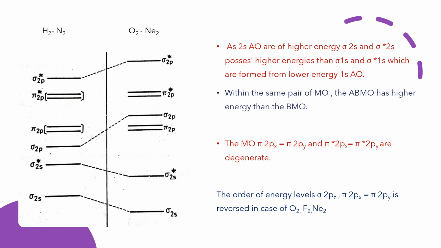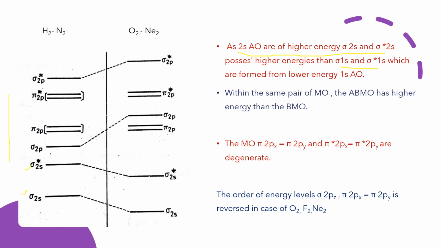Here is the same thing which I have explained. You can observe that the 2s orbitals, sigma 2s and sigma star 2s, are of higher energy than sigma 1s and sigma star 1s. That is, the 2s orbitals, both bonding and antibonding, are of higher energy than bonding and antibonding 1s orbitals because both the 1s orbitals are of lower energy atomic orbitals. Within the same pair of molecular orbitals, the antibonding molecular orbitals are of higher energy than the BMO. If you observe this 2s pair, antibonding is of higher energy.